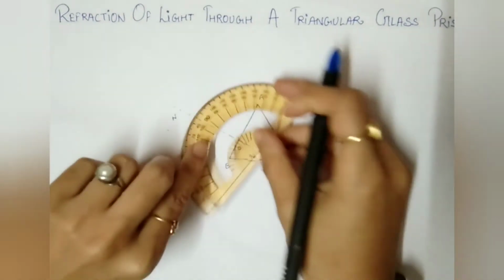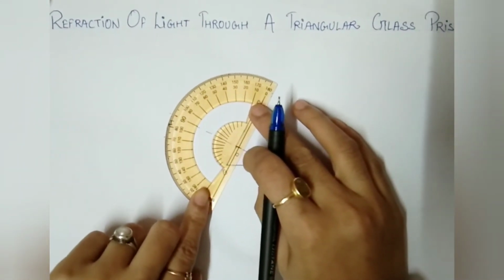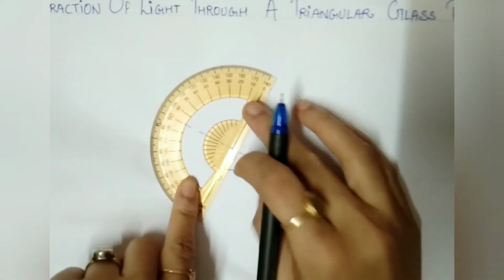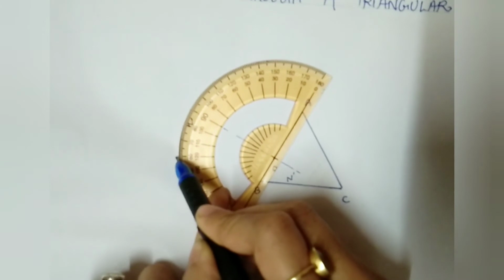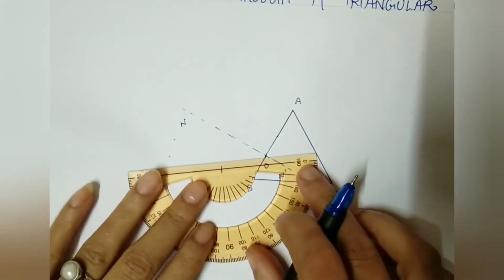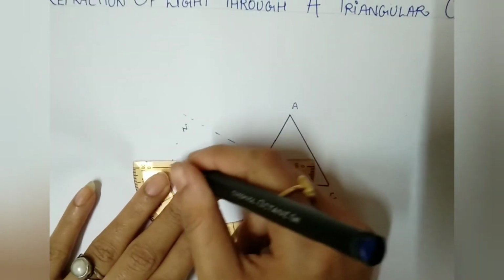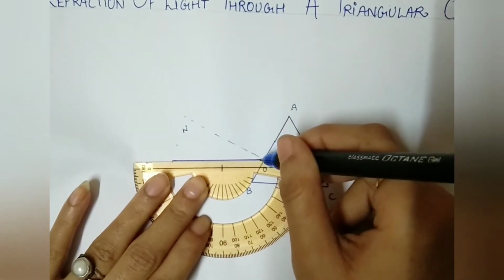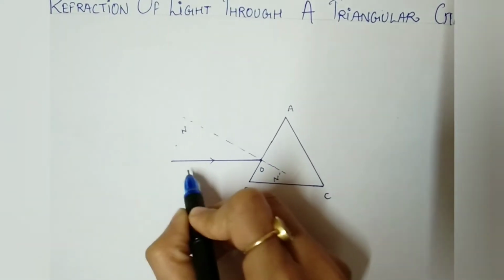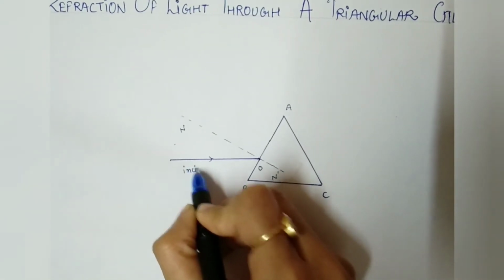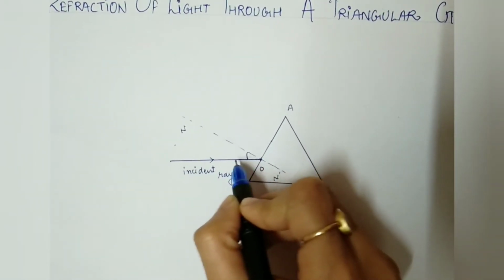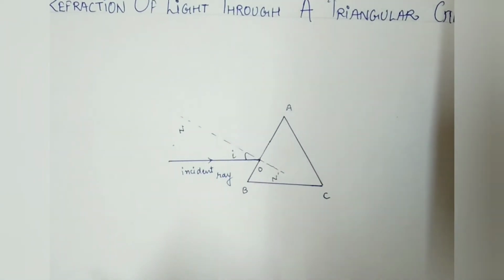Now with the help of a protractor you have to take the angle, mark the angle of 30 degrees from the perpendicular and join this point with point O. This point is O, and here this ray is the incident ray, and the angle between the normal and incident ray is the angle of incidence.